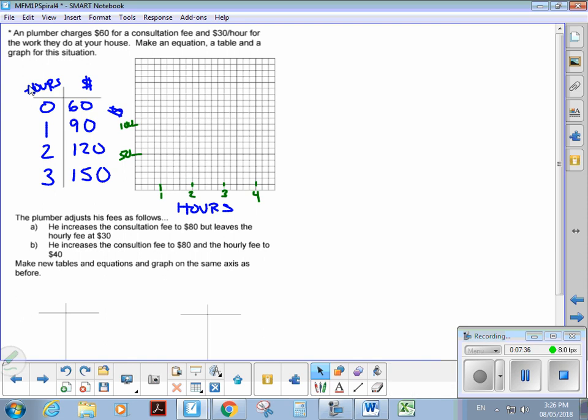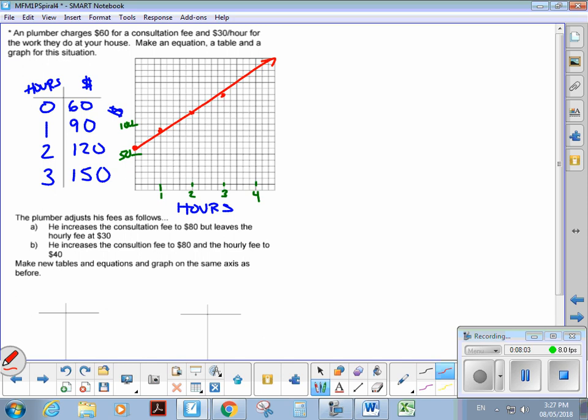All right. So at 0, I have to pay $60. At 1, I have to pay 90. At 2, I have to pay 120. 3 is 150. Right there. Okay? Quick and easy. There's our graph for situation 1. So we plot it in your table, no problem.